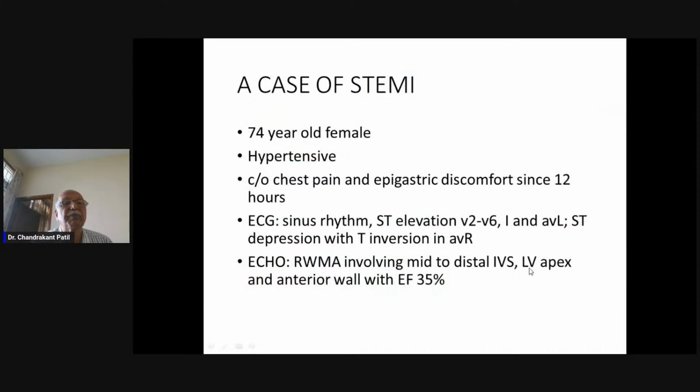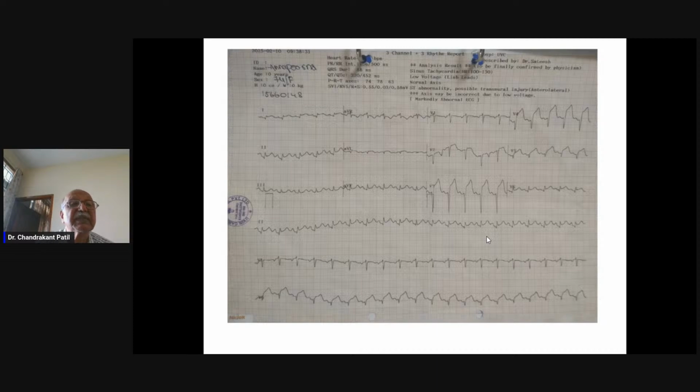A 74-year-old female, hypertensive, complaints of chest pain and epigastric discomfort since 12 hours. ECG showed sinus rhythm, ST elevation present in V2 to V6, 1 and AVL, ST depression with T inversion in AVR. Echo showed regional wall motion abnormalities involving mid and distal IVS, LV apex, and anterior wall, and an EF of 35%. Already there is LV dysfunction, definitely high risk features. See this elevation in lead 1, AVL, and even V2 to almost V6.